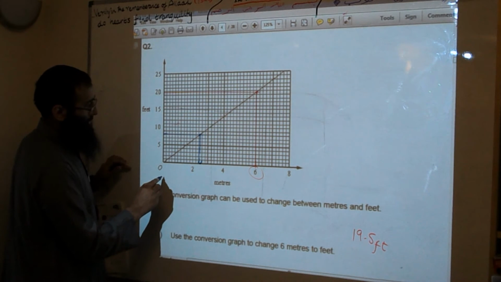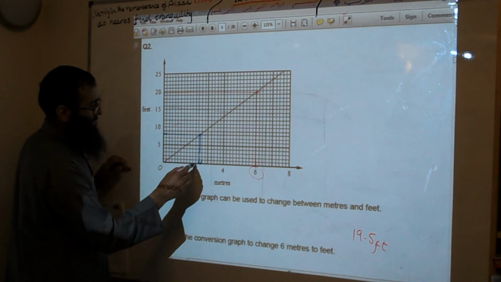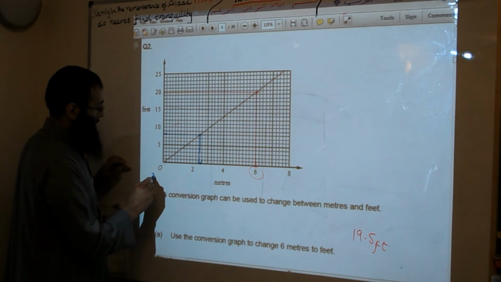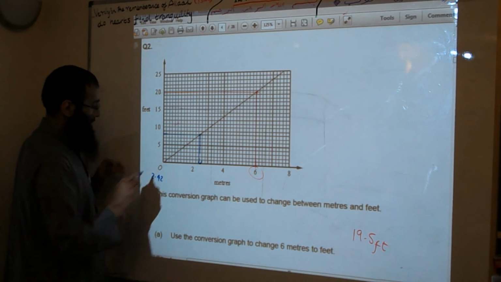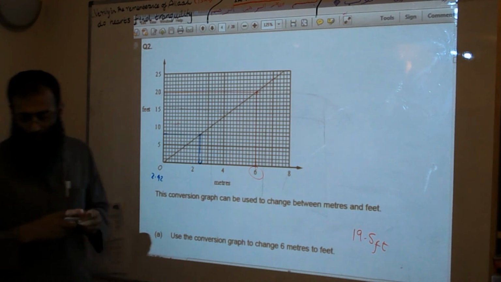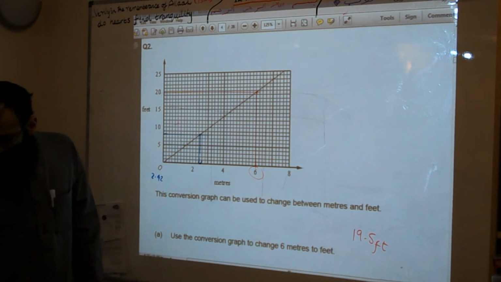Okay. So if I wanted to be very accurate according to my calculation, I would probably be about 2.42 or something. That will do as an answer. Anything between those values. Okay, next question.